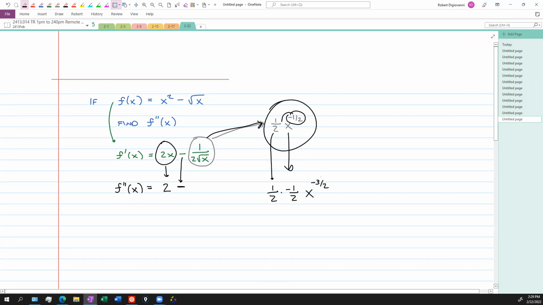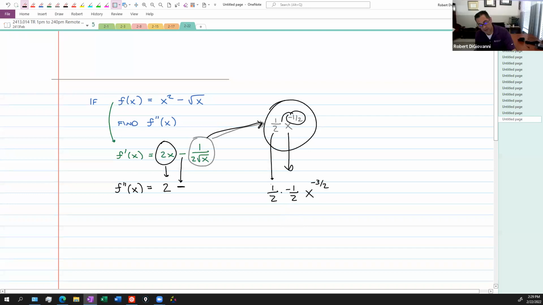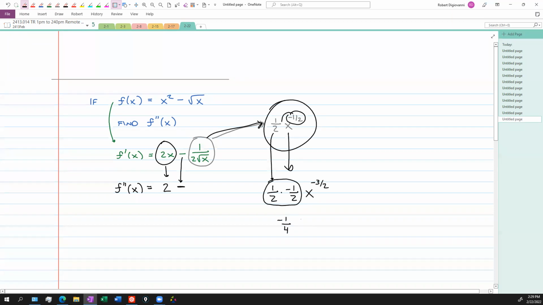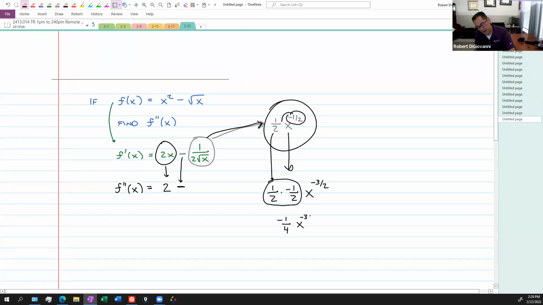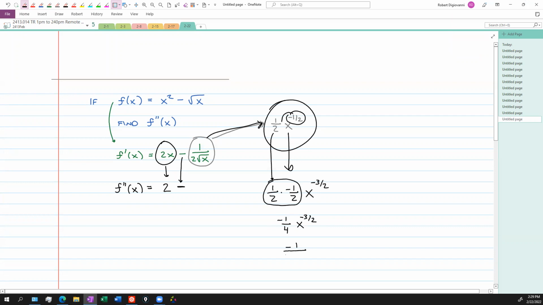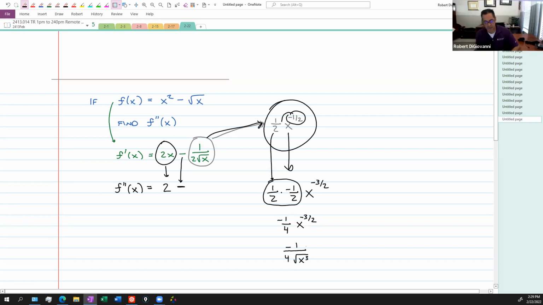So do I put it at the bottom or no? Yes. Let's put these two together though. Those two become -1/4, right? And then you have x to the -3/2. You could leave it just like that, or you could write it as -1 over 4 times the square root of x cubed. That's the same thing.